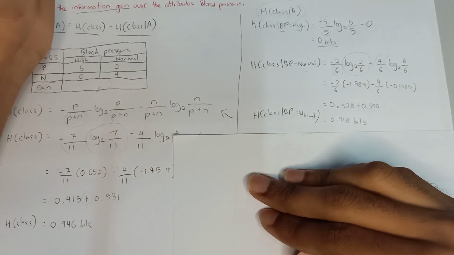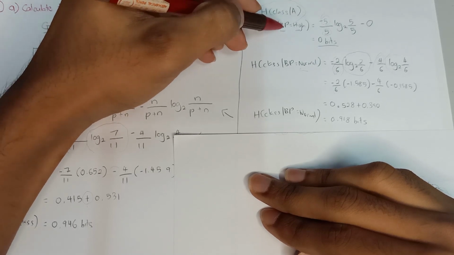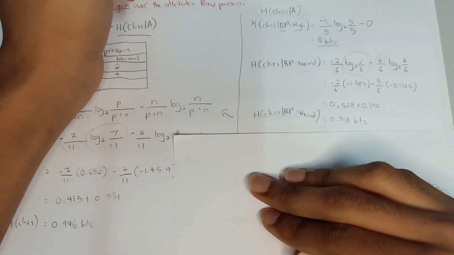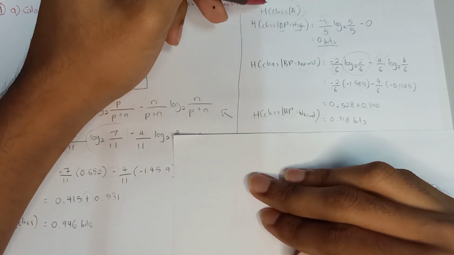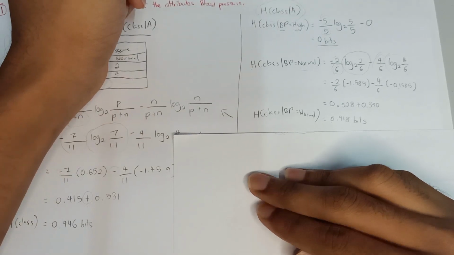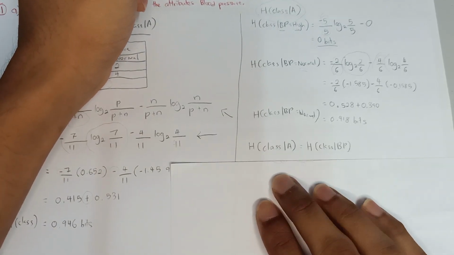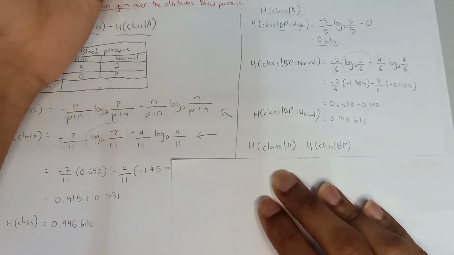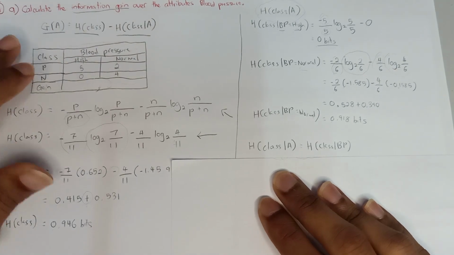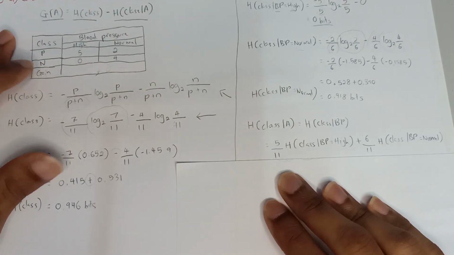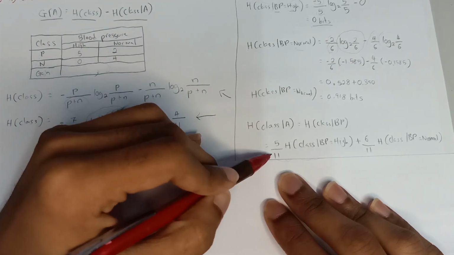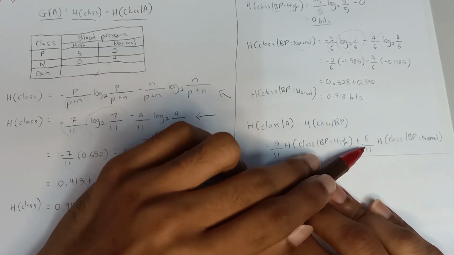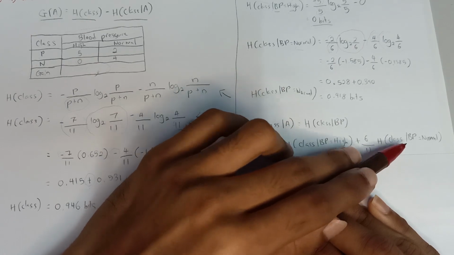Okay, since we got the H class blood pressure for high and H class blood pressure for normal, we can easily calculate H class A now, which is H class A equals to H class blood pressure. So basically both of them are same. What we got here? 5/11 H class blood pressure high plus 6/11 H class blood pressure normal.